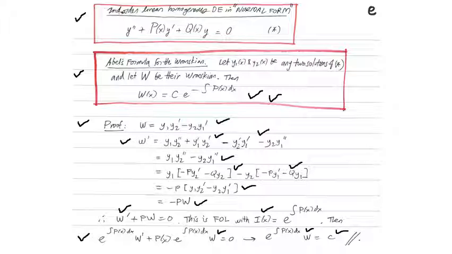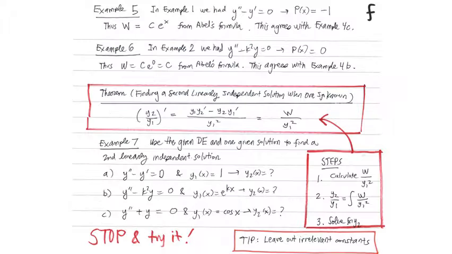This probably seems a little bit theoretical here, and maybe it is, but this gives you a very useful way to find a second linearly independent solution when you need one. That's going to be the main application of this formula, which we'll start looking at on the next slide. Before we do that, we'll look at just a couple quick examples to get hopefully more comfortable with Abel's formula.